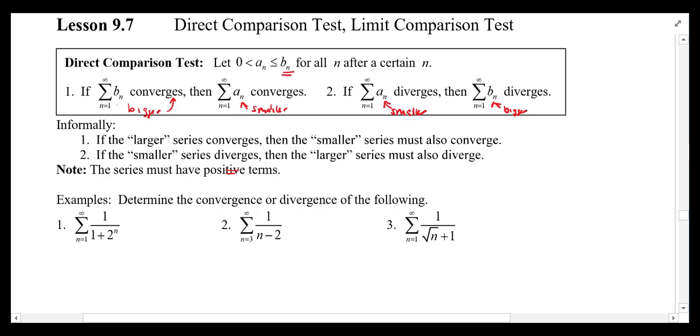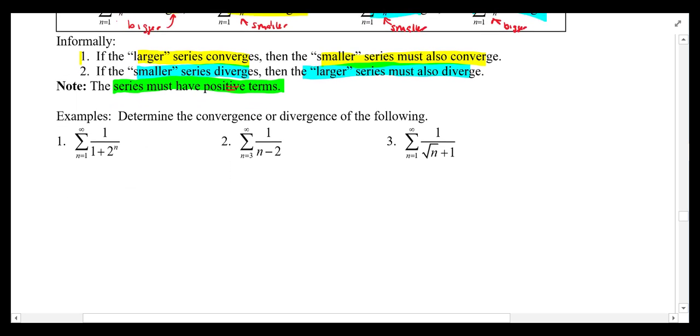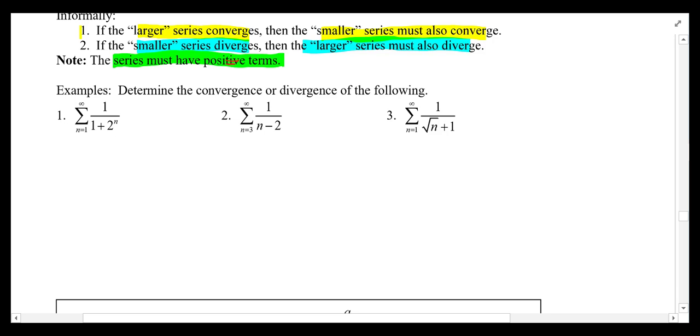So you can memorize that, or I'd really prefer this informal idea. If the larger series converges, then the smaller series must converge. And if the smaller series diverges, then the larger one must also diverge. Remember that all the terms have to be bigger than 0. So yes, the series must have positive terms. All right? So with that in mind, let's take a look at examples 1, 2, and 3.